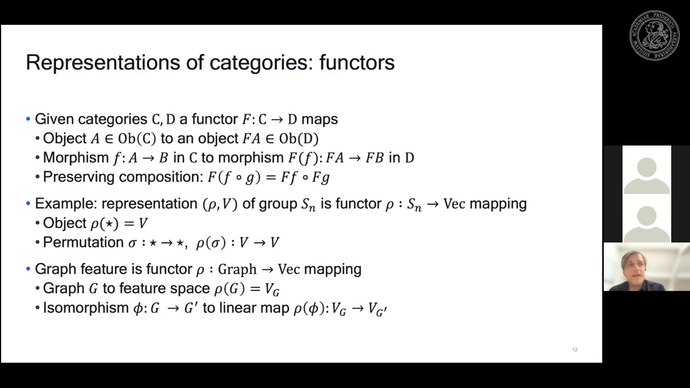What we'll be doing is we'll say that a graph feature is also a functor, but now from the category of graphs to the category of vector spaces. And what this does is it assigns to each graph a feature vector space that we call VG, and to each graph isomorphism, a linear transformation between these vector spaces.